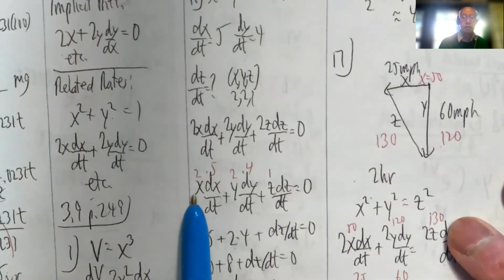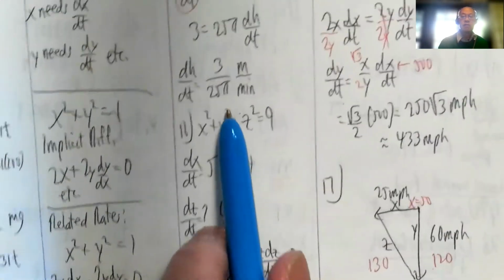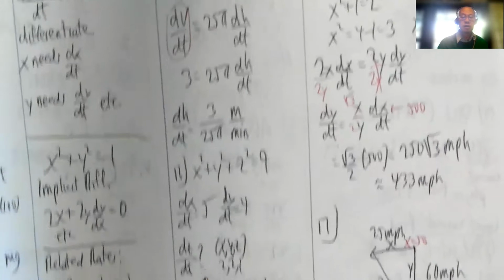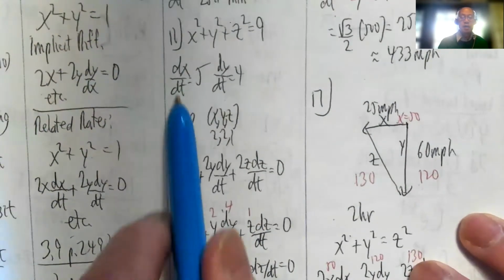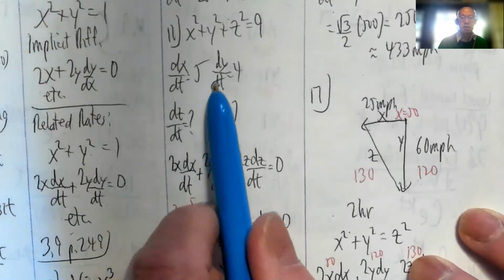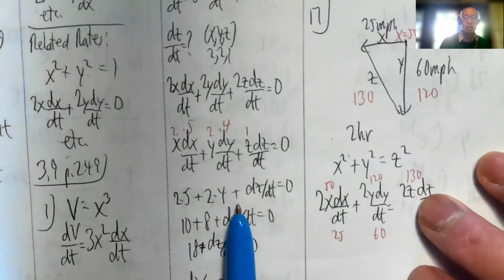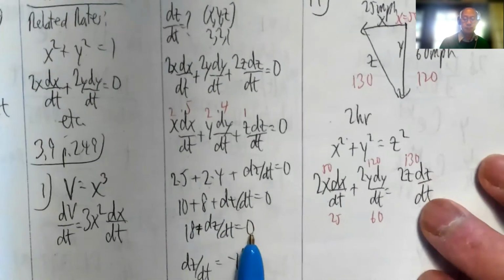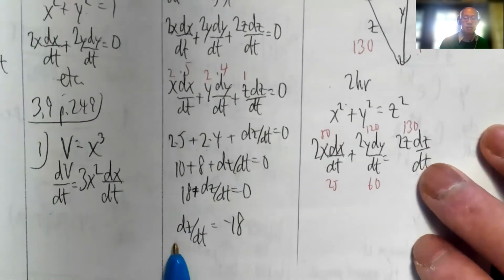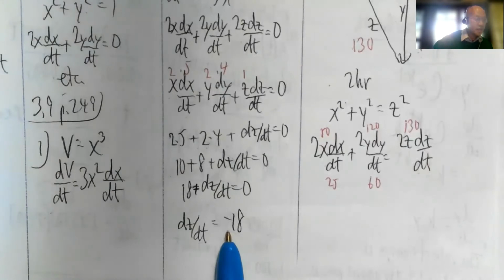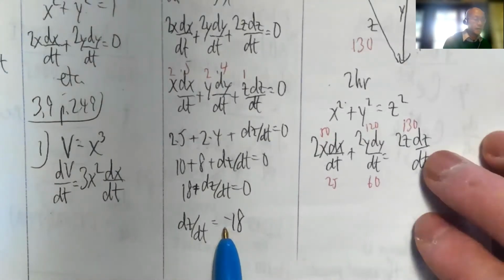And I can plug stuff in. So x, y, and z are given to be 2, 2, 1. So 2 goes here, 2 goes here, 1 goes here. dx dt is 5, that goes there. dy dt is 4, that goes there. So that gives me 2 times 5 plus 2 times 4 is 18, plus dz dt is 0. And so dz dt is negative 18. Rate of change of z with respect to time.